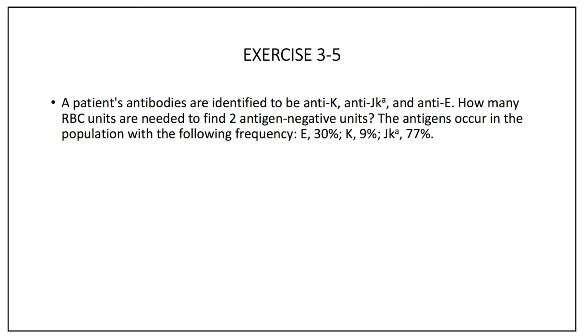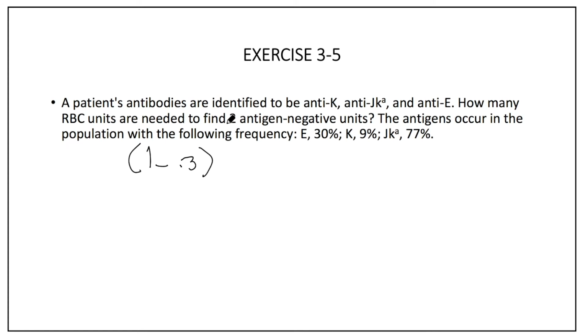So we need to find out what the percentage is that does not have E, as well as K and JKA. So the first thing you need to do is find the percentages. So we'll take 1 minus 0.3. That would be for the anti-E.